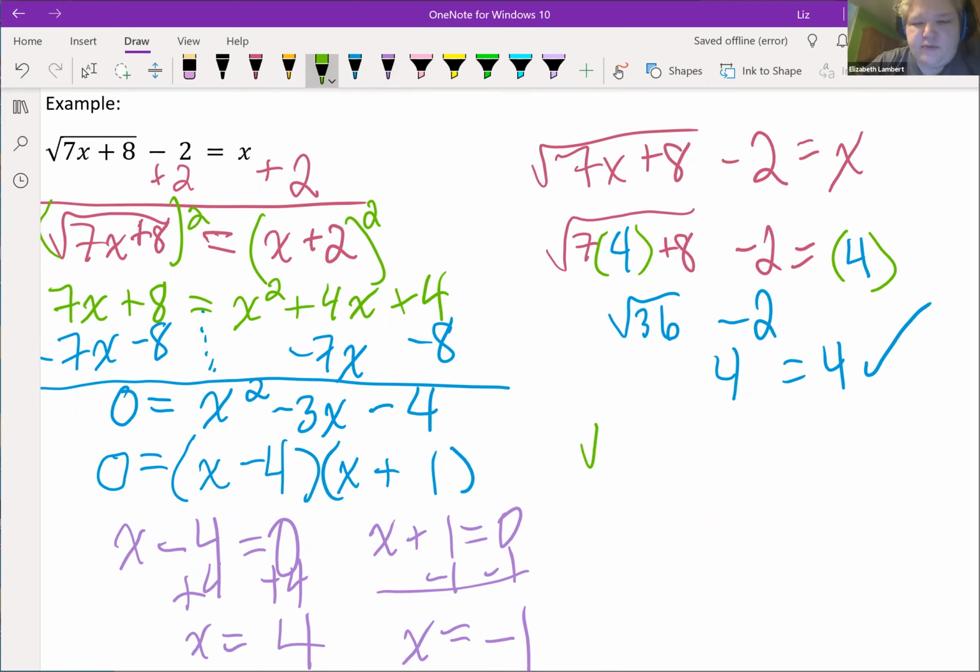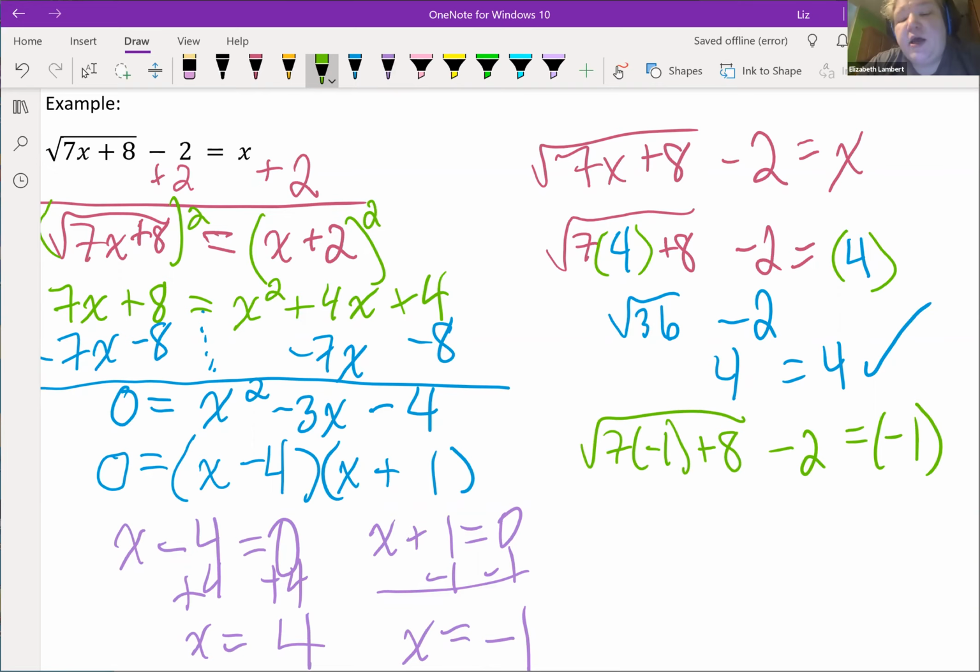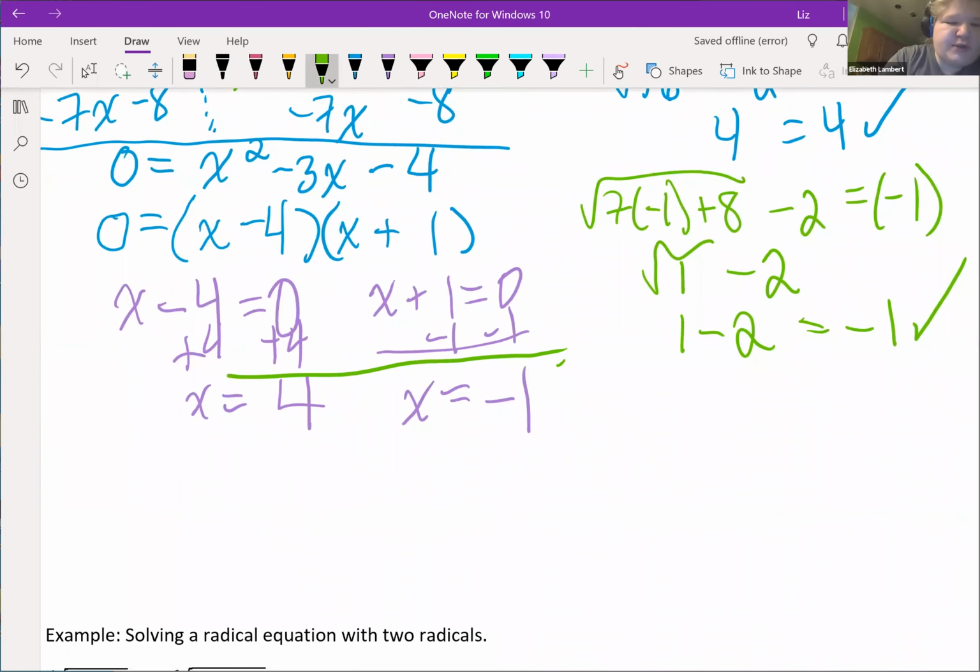All right, so now we have 7 times -1 plus 8 minus 2 equals -1. Let's see what we get. So 7 times -1 is -7. -7 plus 8, though, gets us back to a positive. So this is the square root of +1 minus 2. The square root of +1 is 1. So we have 1 minus 2, which does indeed equal -1. So both of these numbers do in fact work. They are both the solution.